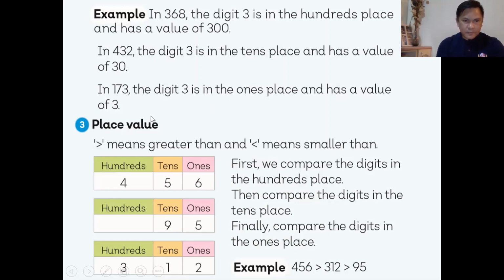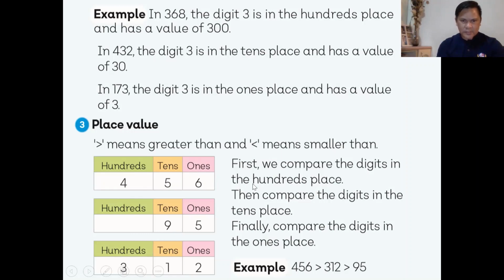Then we also study comparing numbers using place value. The symbol means greater than and the other means smaller than. Then if we make a table of place value, we can see the arrangement of the hundreds and the tens and the ones. First, we compare the digits in the hundreds place.